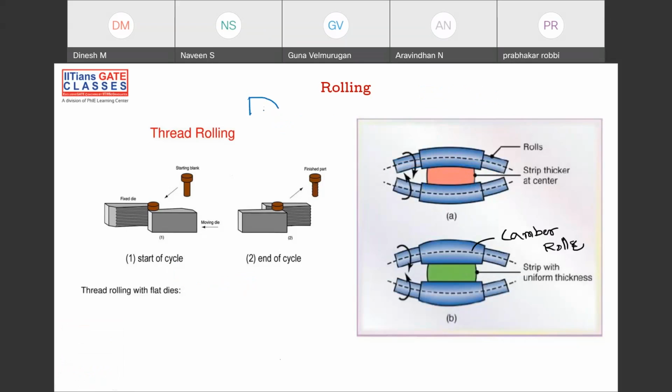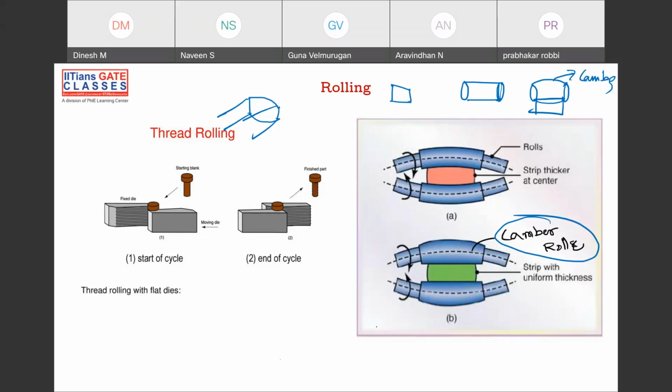It'll have like this. This is how the cross section will look like, instead of this. So to avoid that, I will give some camber to the rolls. Camber roll is in the sense that instead of putting the rollers like this, I will give the rollers like this. But once the workpiece is coming in, then it will become flat like this. And this is called camber. Hence, these are called camber rolls.